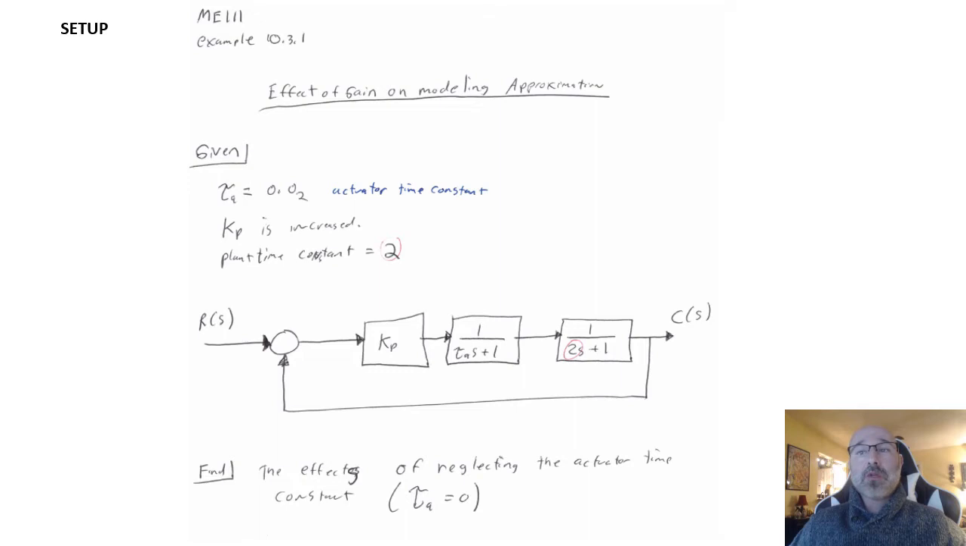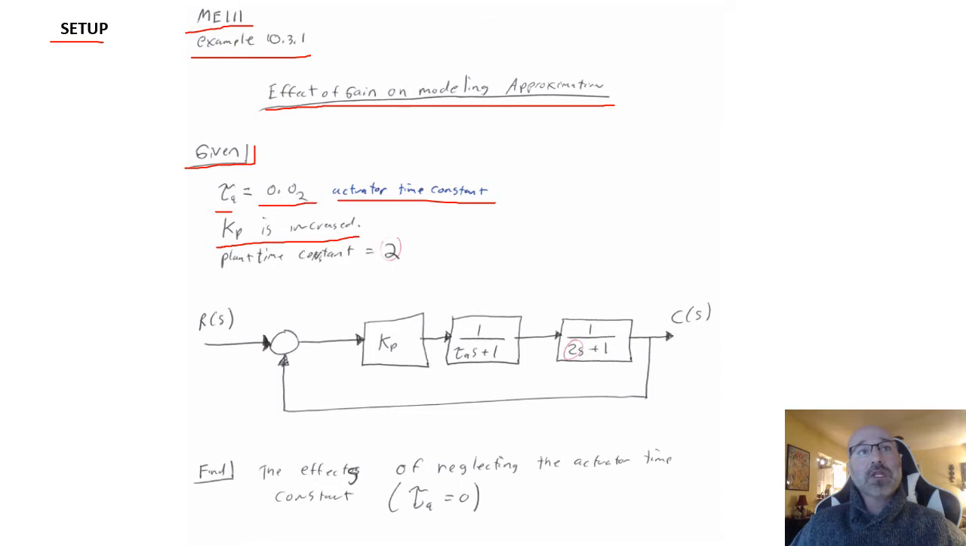Now that we've had the opportunity to read through the problem statement, understand what they've given to us and what they're asking us to solve for, we can go ahead and create our setup page. On our setup page, we have the course number and the example problem number that we're working on. This is effect of gain on modeling approximation. What are our given values from our problem statement and initial diagram? Well, they tell us our tau sub a, our actuator time constant, is equal to 0.02. They're telling us our Kp is going to be increased and that our plant time constant is given to us as 2, and we can see that right down here in our block diagram.